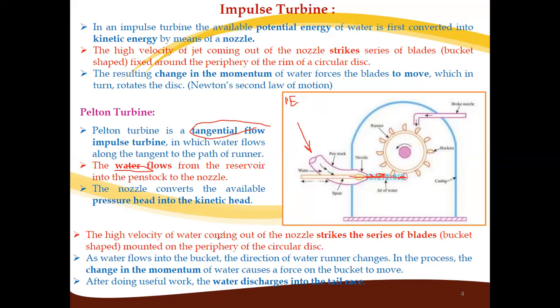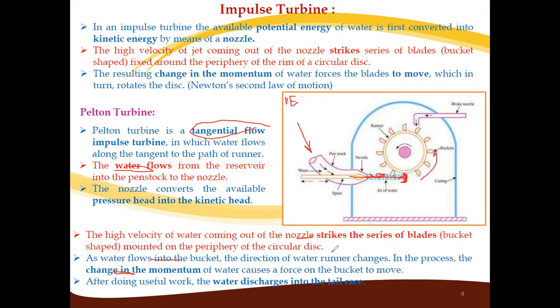The high velocity water coming from the nozzle strikes a series of blades or buckets. They are mounted on the periphery of this circular disc, also called a runner. Then water flows into this bucket or vane. This is a forward type of vane. In the case of a pump, there are backward type vanes. Here, there will be forward type vanes. So the direction of the water changes, and in this process there is a change in momentum, and that causes a force on the bucket to move the runner.